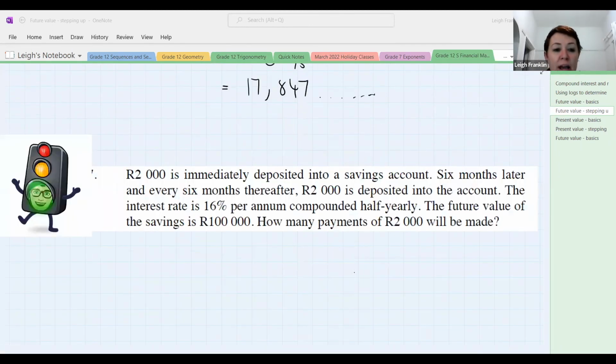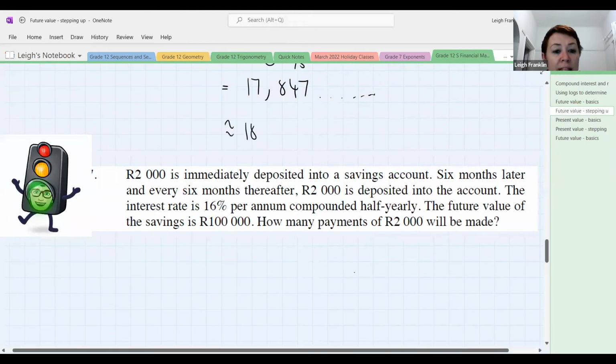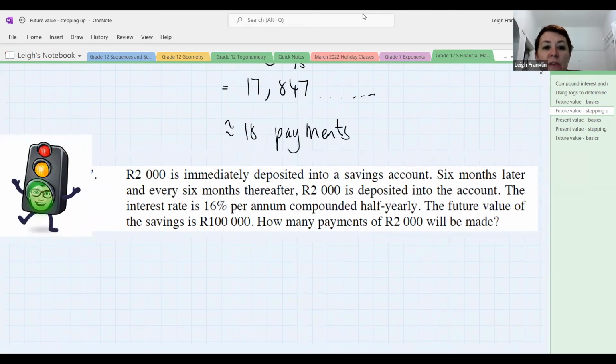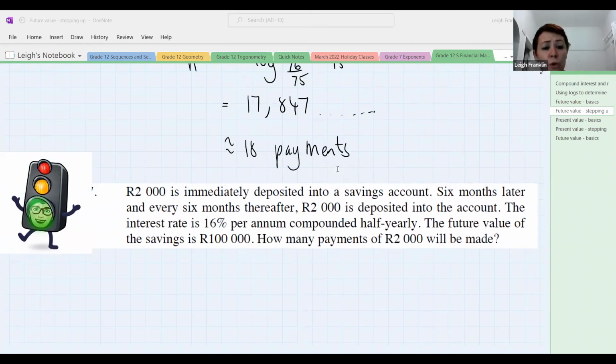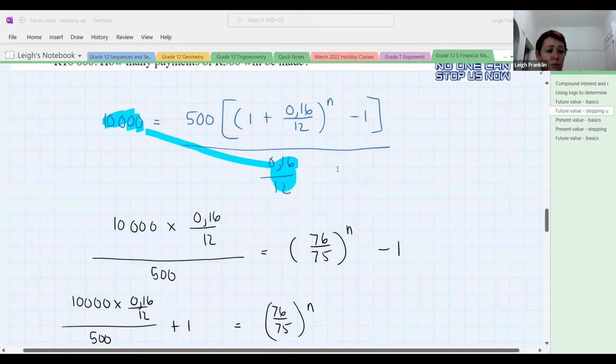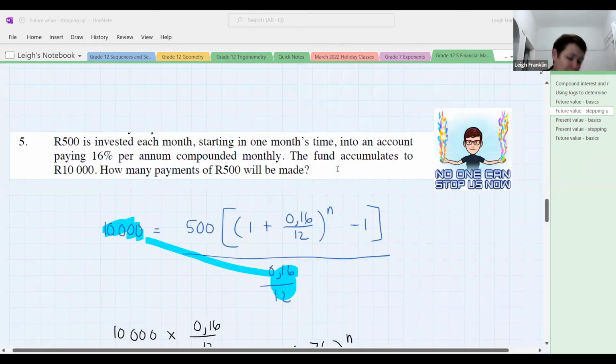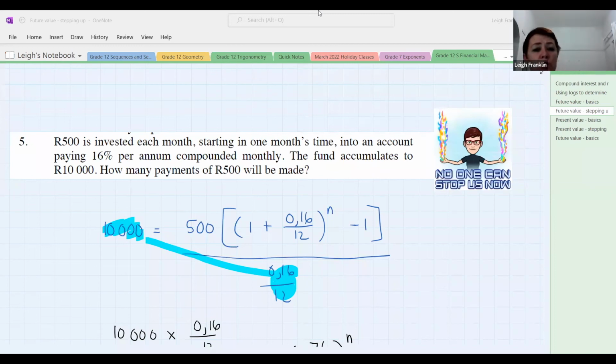So in this case, we're going to have to round it off to 18 payments. They're going to have more than 10,000 Rand in there, but they wanted 10,000. So there would have to be 18 payments. Does that make sense to everybody? If you made 17 payments of 500 Rand, you'd only have 9,470 Rand in the account. So you'd have to make 18 payments in order to get your minimum of 10,000. There'll be a little bit more money in there, but there would have to be 18 payments, not 17. Does it make sense? Cool.